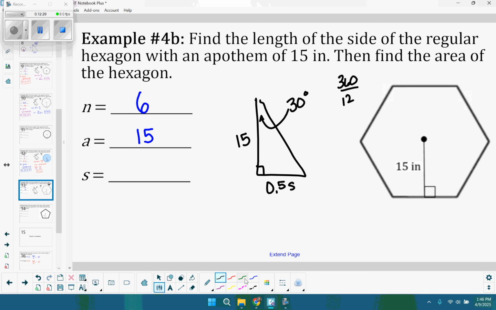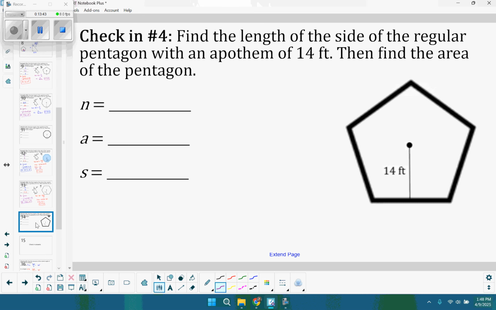So here's the last check-in for you to try. That's it for section 11.3, finding the area of a regular polygon.